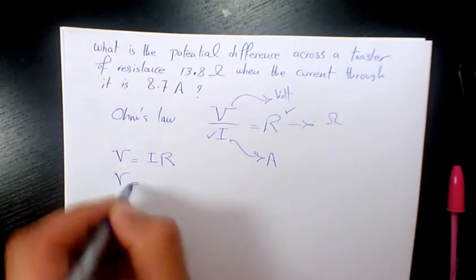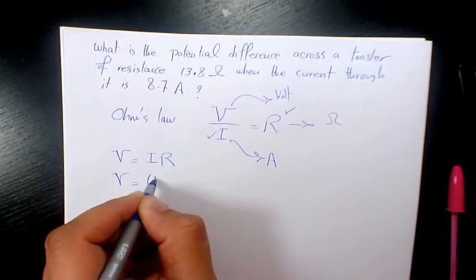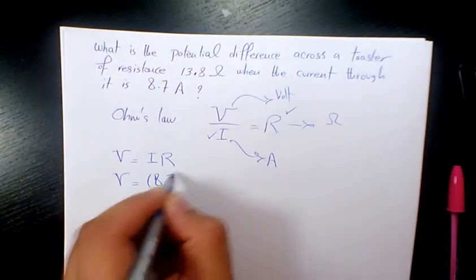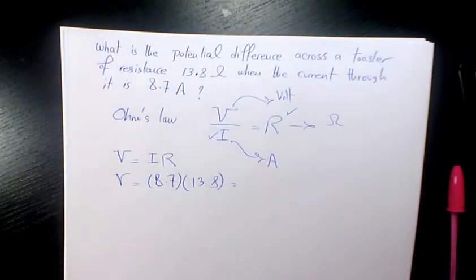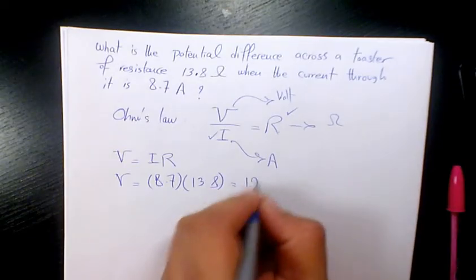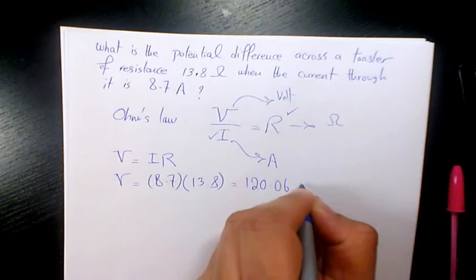So V will be equal to 8.7 times 13.8. So 8.7 times 13.8, that will be 120.06 volts.